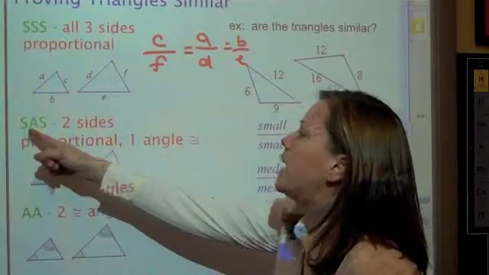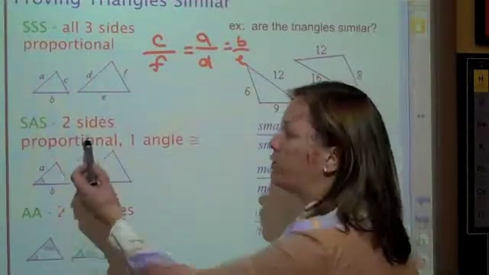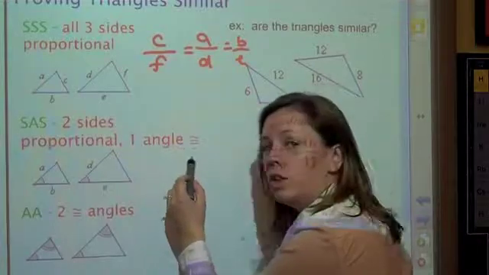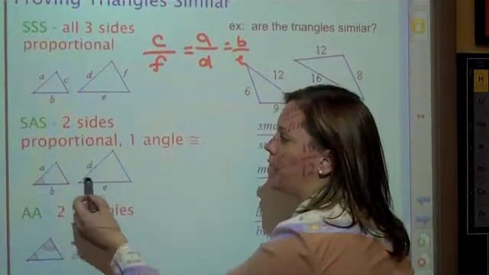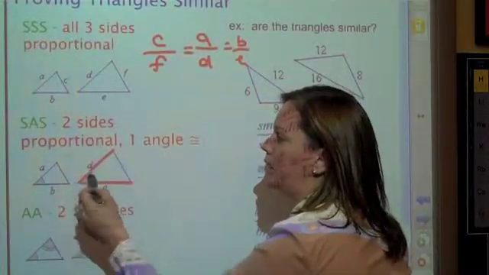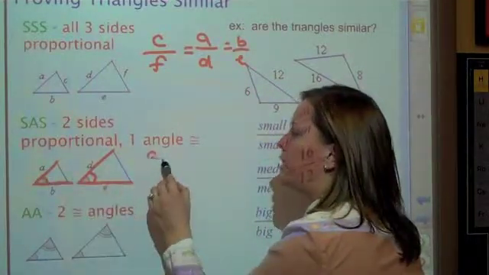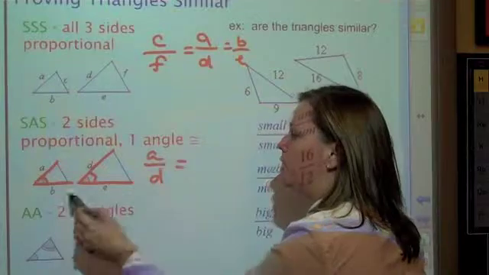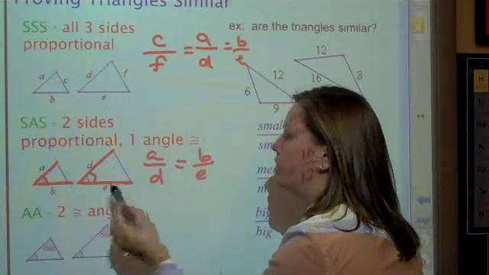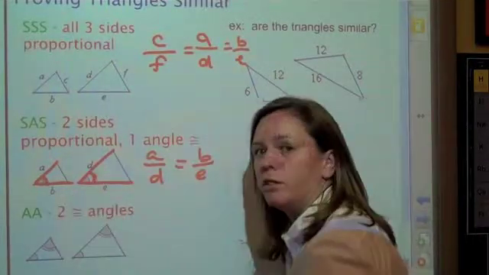The other way is side-angle-side. So this is where you have 2 proportional sides and 1 congruent angle, and the angle that's congruent has to be in between those 2 sides. So A over D must equal B over E, and these 2 angles have to be congruent.